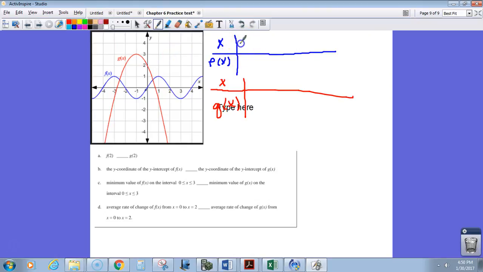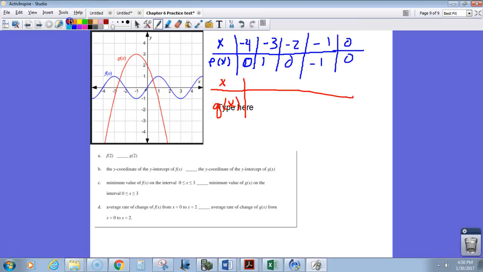If x is negative 4 on the blue line, my f of x is positive 1. If x is negative 3, I have, oh, that was 0. Sorry, you guys. Negative 3 is positive 1. Negative 2 is 0 again. Negative 1 is negative 1. 0 is 0. You may have to keep going.